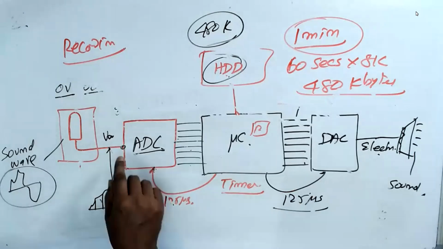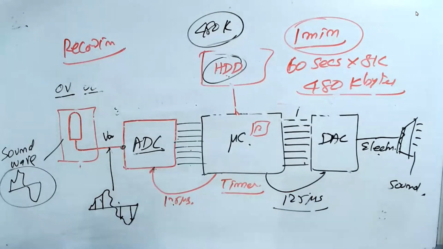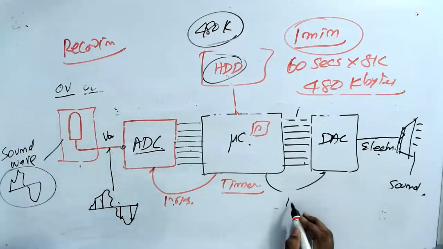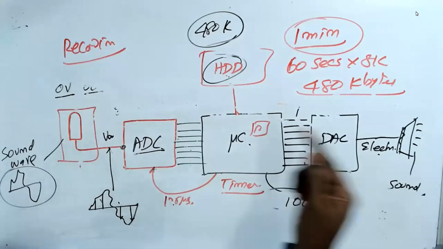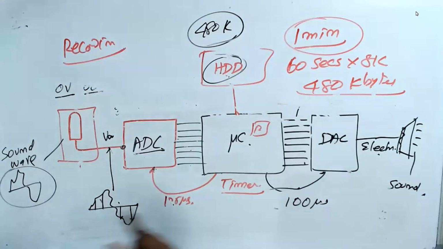Otherwise, I speak here, welcome to Eastern Academy. If you put 100 microseconds instead of 125 microsecond, then when I speak, welcome to Eastern Academy, it'll become welcome to Eastern. That's all, you're gone. My voice will not be the same here. So the sampling has to be the same. That is why the file header saves the sampling information.